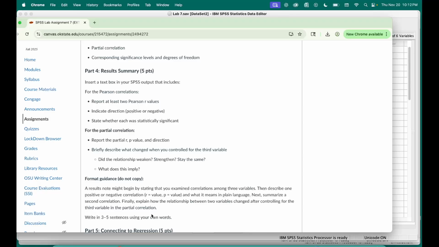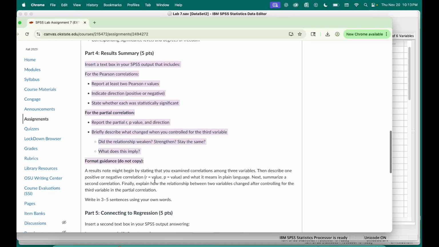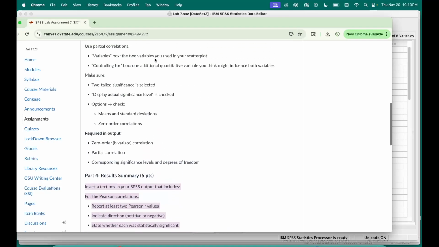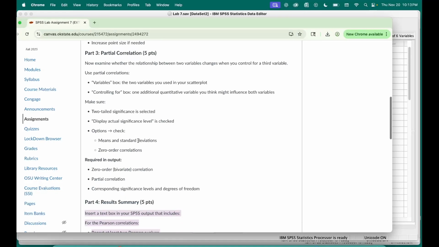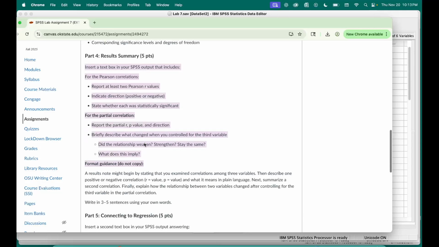And again, as usual, I've told you exactly what to include in terms of what should be reported when you're reporting correlations, like what numbers, what information should be reported. So as long as you stick to this, based on the output you get from these earlier steps, you're golden.